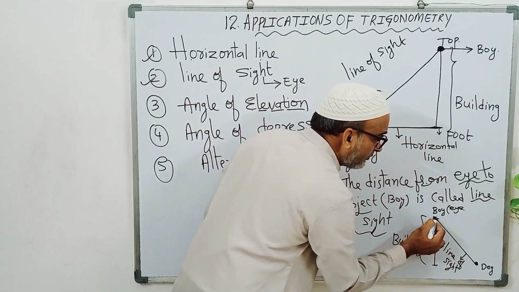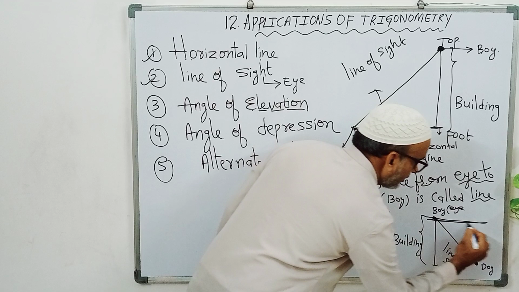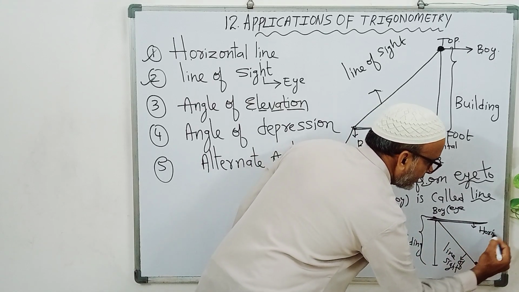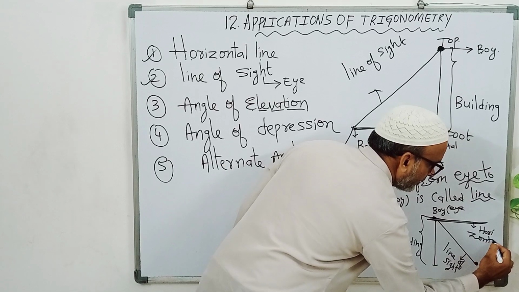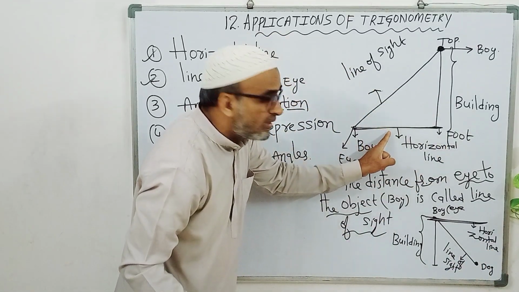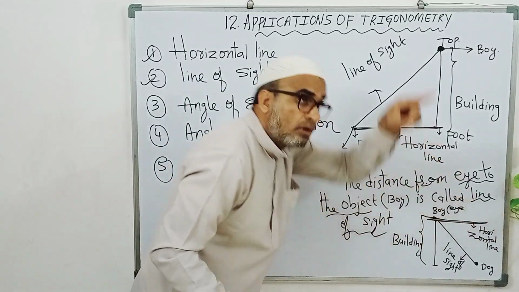From where is he seeing? From the top. Here what should we do? One horizontal line we should draw. This is one horizontal line. What is the meaning? The horizontal line will be on the ground and the horizontal line will be on the top also.